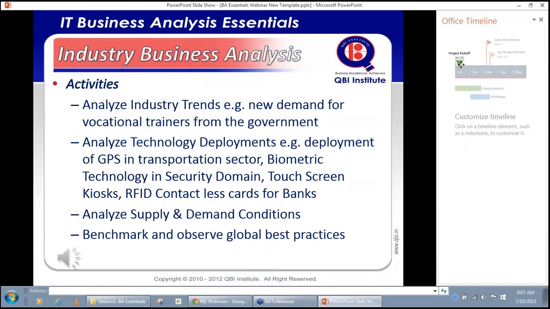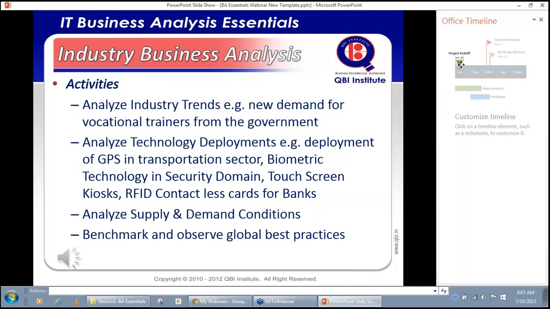So here, as a business analyst, you may not be working on the industry all the time, or may not be preparing industry reports, but you need to understand what the key trends in your industry are, whether there is new legislation, whether there is new demand, whether there are new technologies which are important to your industry now available. So you have to be aware of all these things.